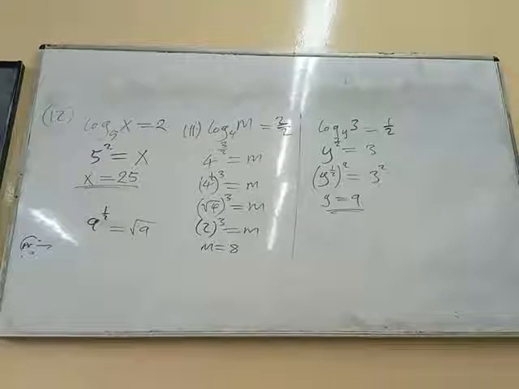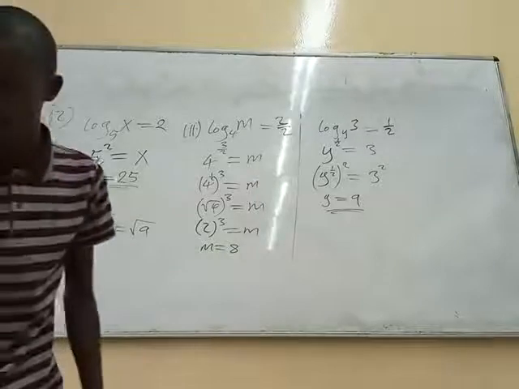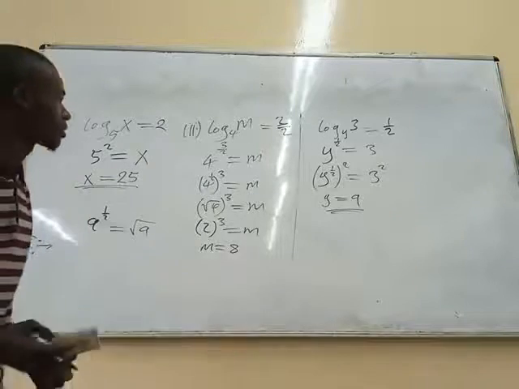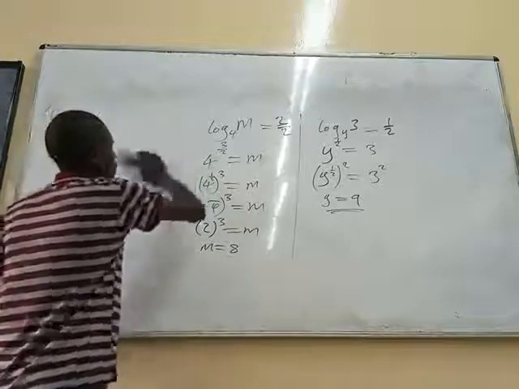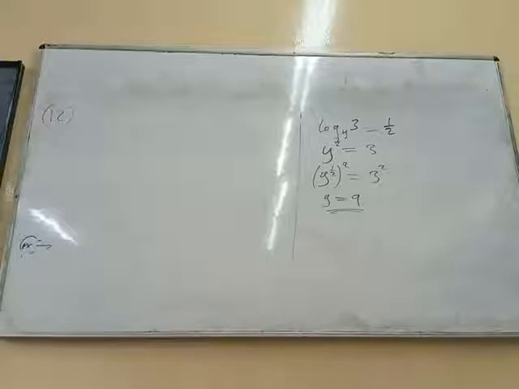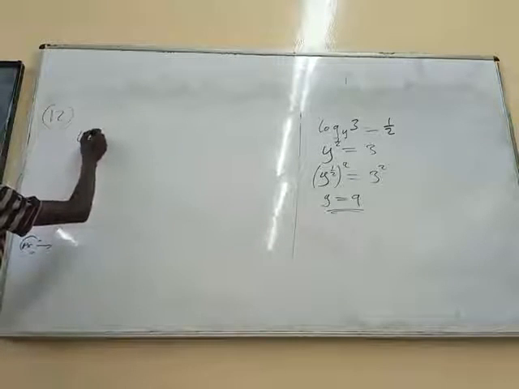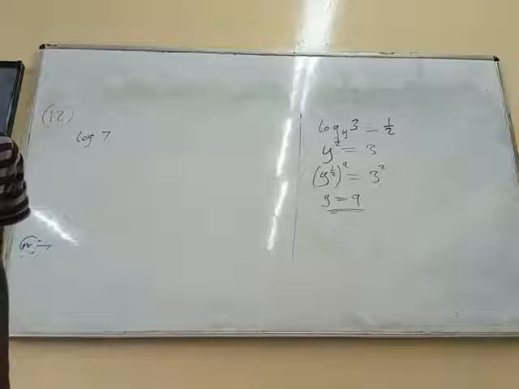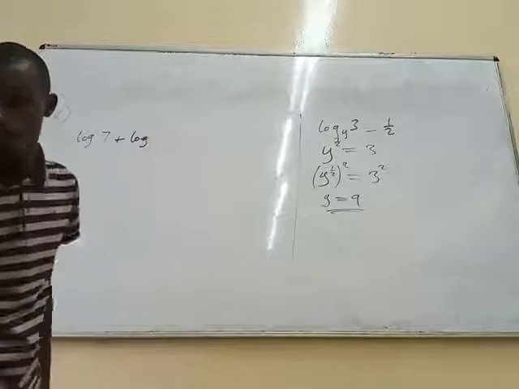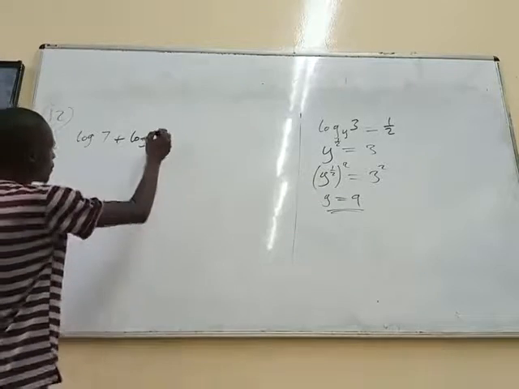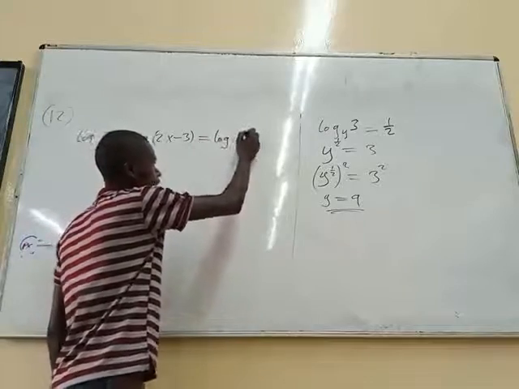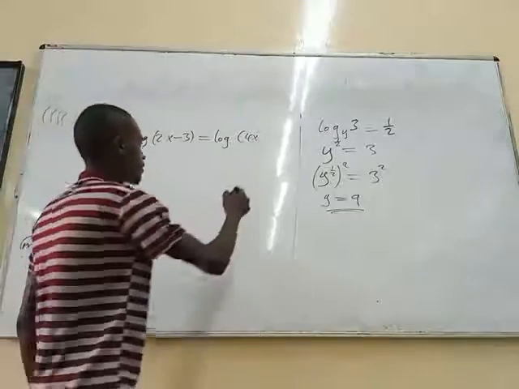Let me try to get one which seems to be a little bit complicated. Okay, let me pick 7. So let's solve 7. So 7 is the log of 7 plus the log of 2x minus 3 is equal to the log of 4x plus 5.